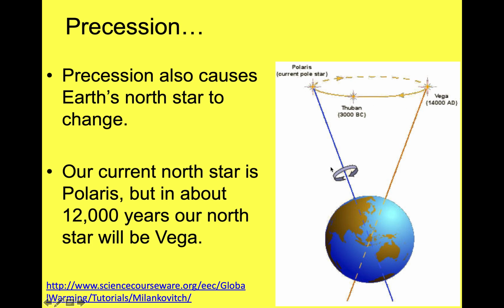So this is the other thing that's significant about precession. If you're asked on an assignment or test, it changes Earth's North Star. It causes the axis, Earth's North Pole, to be pointed at different stars over time.